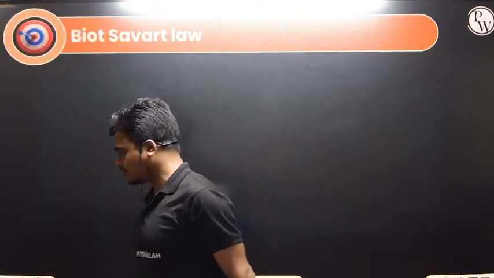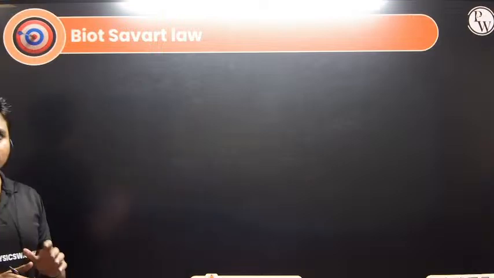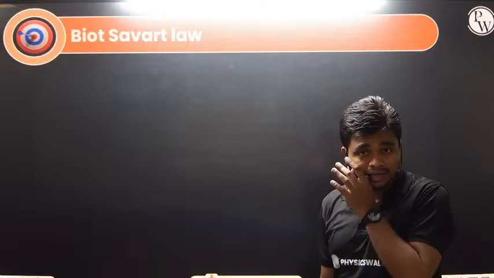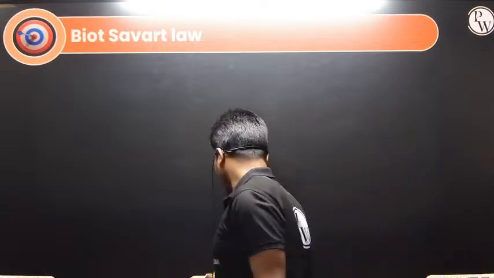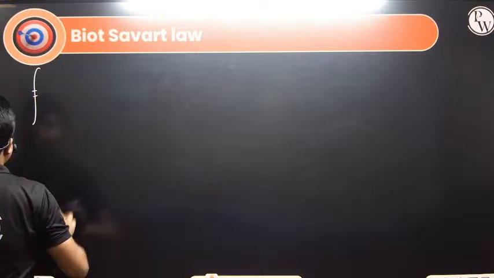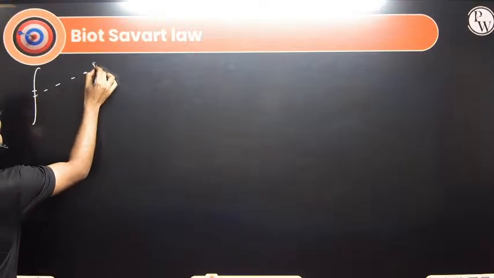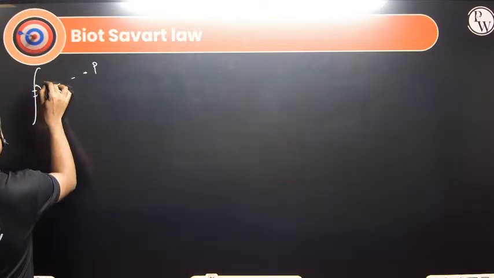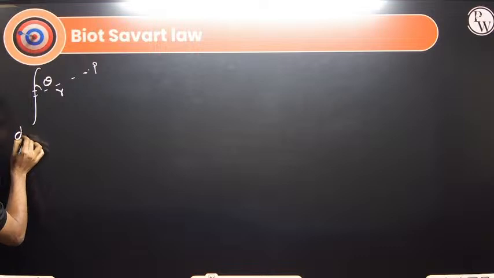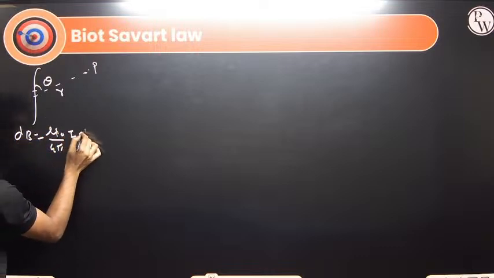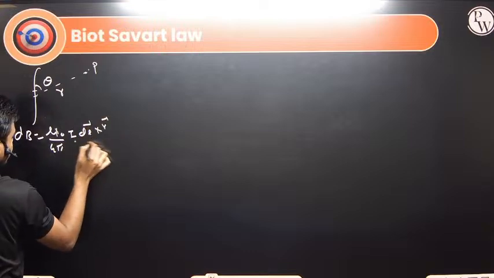The very first topic is the Biot-Savart law. Biot-Savart law gives the magnitude of the magnetic field due to a current element. For example, if this is the current carrying wire and at this particular point you want to calculate the magnetic field, this distance is r and this angle is theta. The magnetic field at this point is given by dB equals mu naught by 4 pi, I dl cross r, divided by r cube.